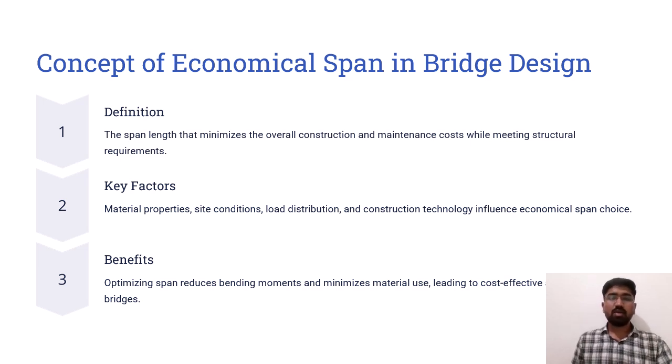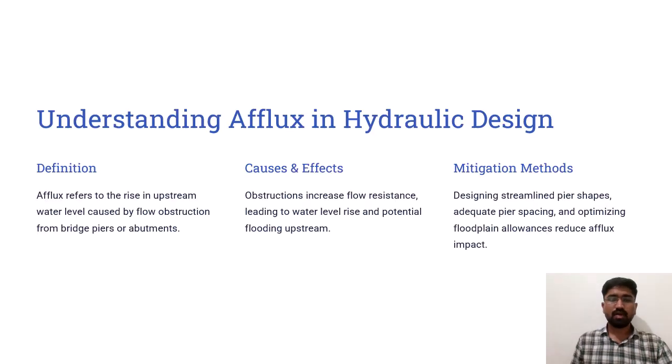Factors including material properties, site conditions, load distribution, and construction technology influence the economical span choices. Benefits of this economical span are optimizing the span, reducing the bending moments, and minimizing the material use, leading to cost-effective bridges. Next slide.